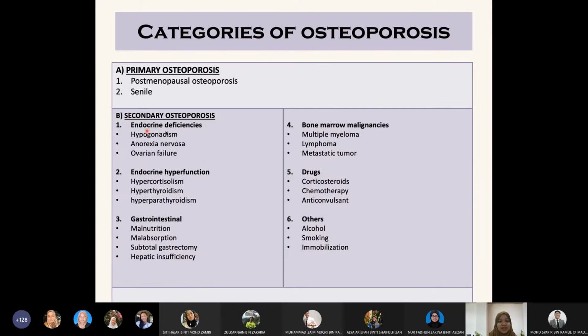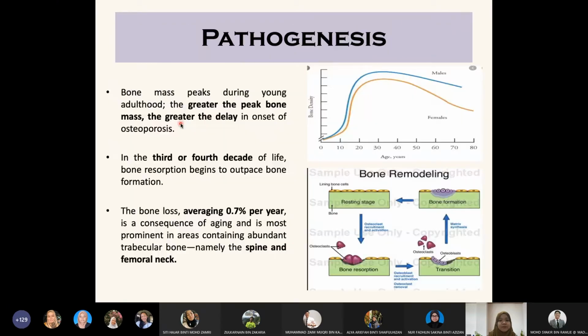So look at the secondary. I just want to show you there are a lot of causes of secondary osteoporosis. I will elaborate further. So, primary and secondary categories of osteoporosis.